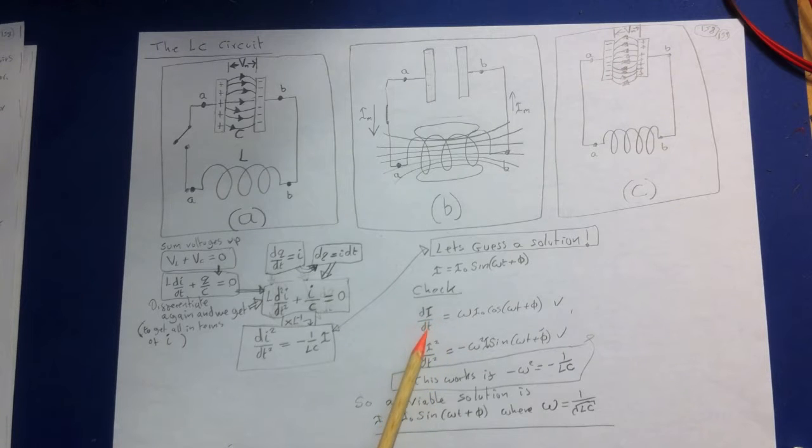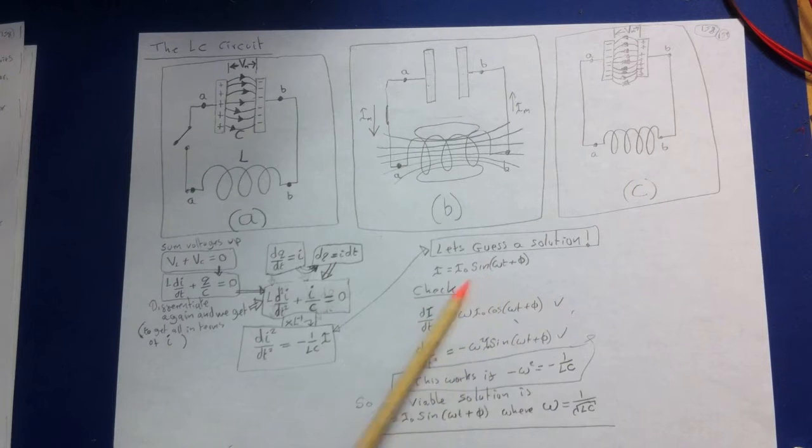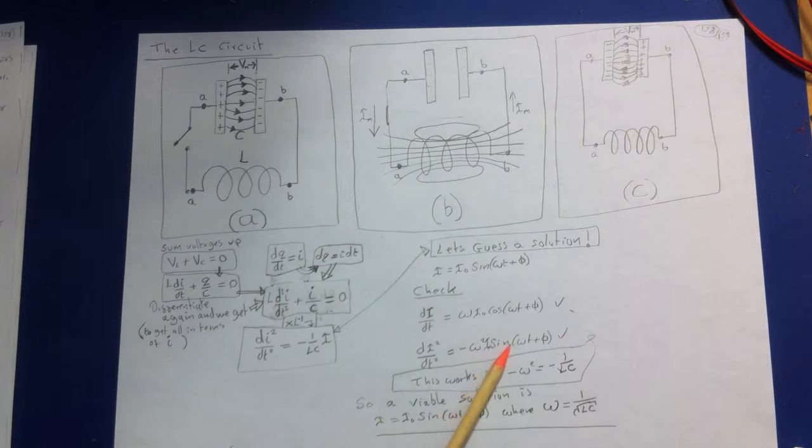We differentiate this, we get di by dt. Obviously the W comes outside. We get W I naught cosine(Wt plus theta). Differentiate it again, then cosine goes to a minus sine, and we bring the W out again. So this time we get minus W squared I naught sine(Wt plus phi). So we can see that that works because this function here, I naught sine Wt, is the same as the one we started with. The only difference is this coefficient. Now this coefficient, if it's the same as that, then we've got a solution. So this works if minus W squared is the same as this coefficient.